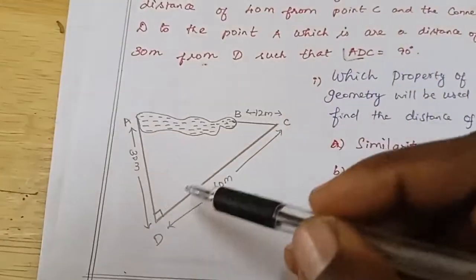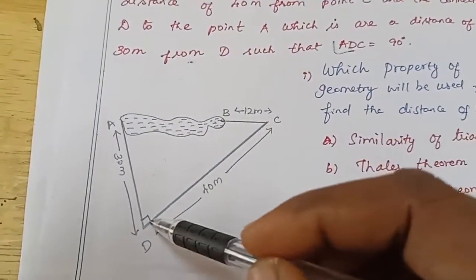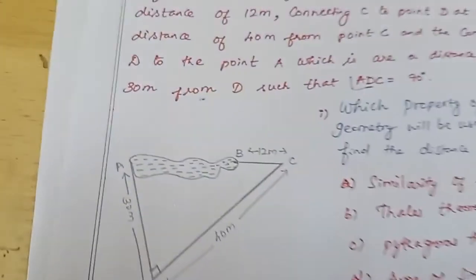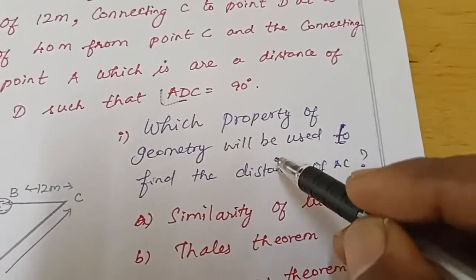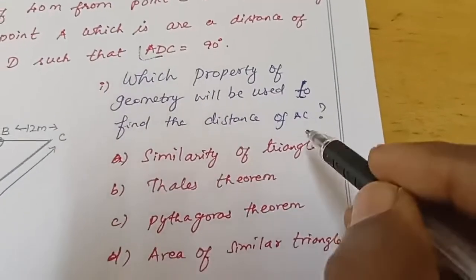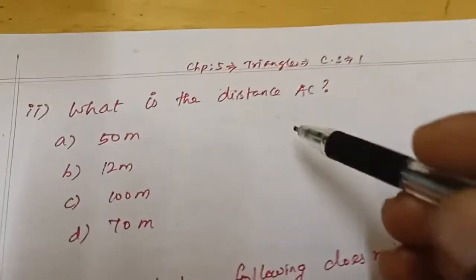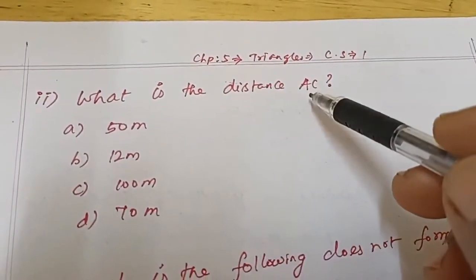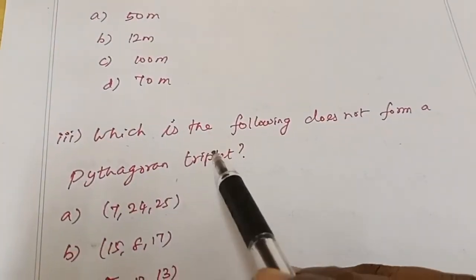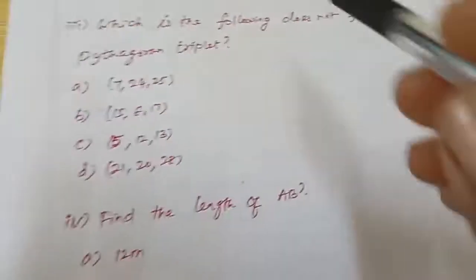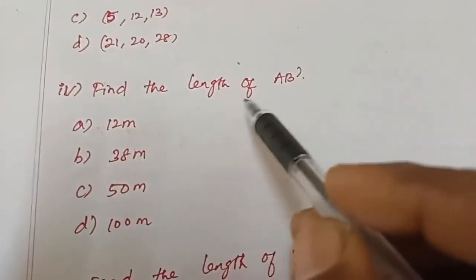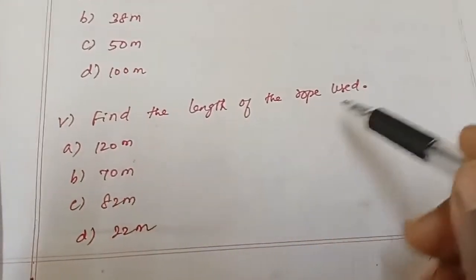This is the diagram. They told that ADC is a right angle, so I have marked it as a right angle. This is the pond. The first question they asked is, which property of geometry will be used to find the distance of AC? Four options are given. Second question, what is the distance of AC? Four options are given. Third question, which of the following does not form a Pythagorean triplet? What is meant by Pythagorean triplet? You have learned in 8th standard. The fourth question is, find the length of AB. Then, find the length of the rope used. So these are the 5 questions.